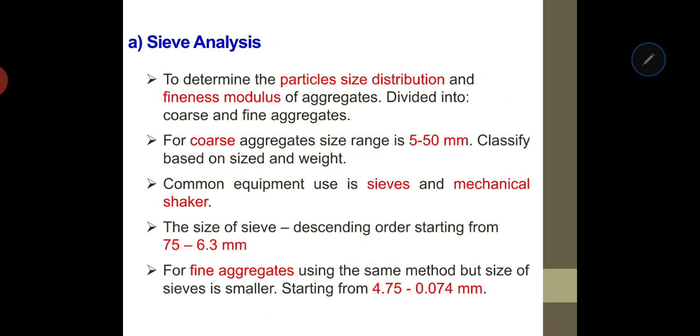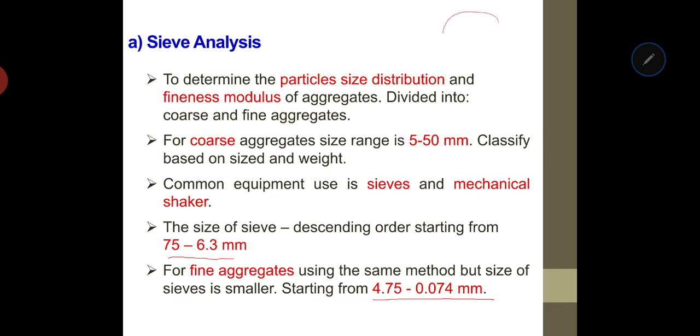For sieve analysis, you are using a wire mesh to differentiate the size, and we are using a mechanical shaker to get the gradation of the aggregates. So we have the size in descending order starting from 75 to 6.3 mm. And then for fine aggregate, we are using the same method, wire mesh and mechanical shaker, but the sieve is smaller. So the sieve is starting from 4.75 to 0.074 mm.